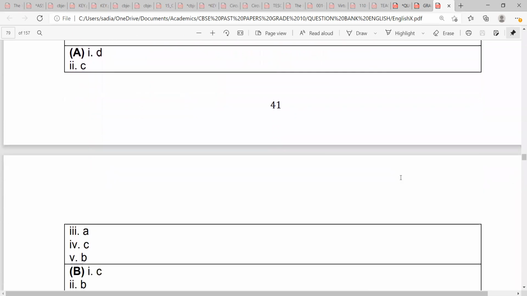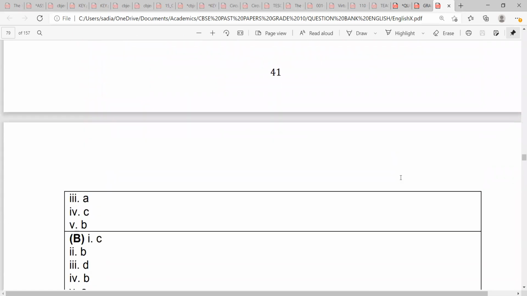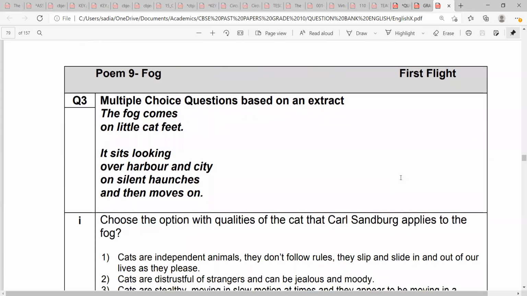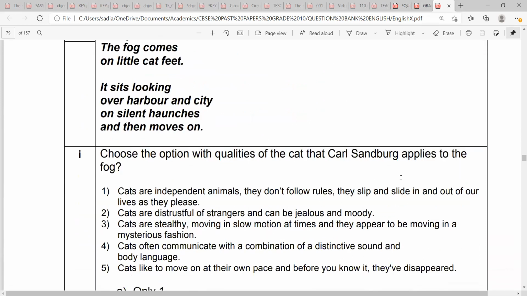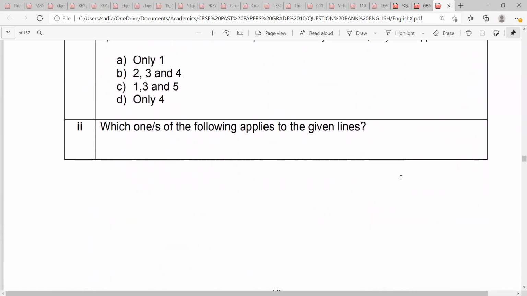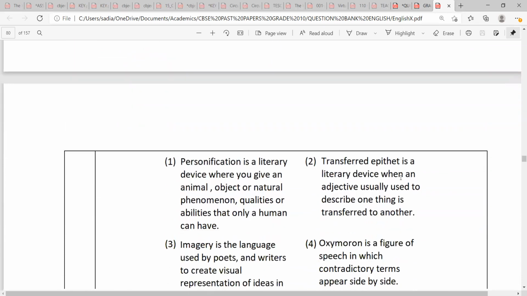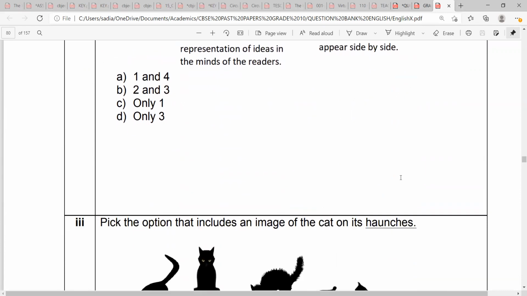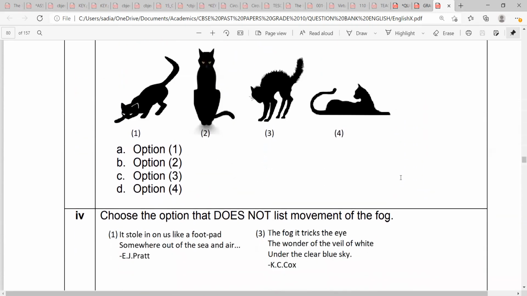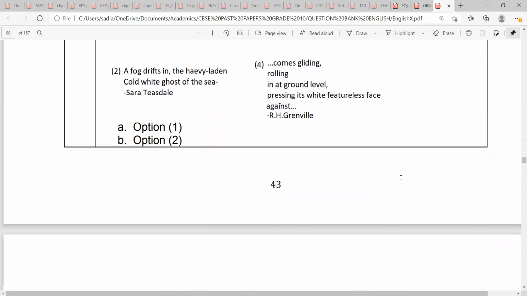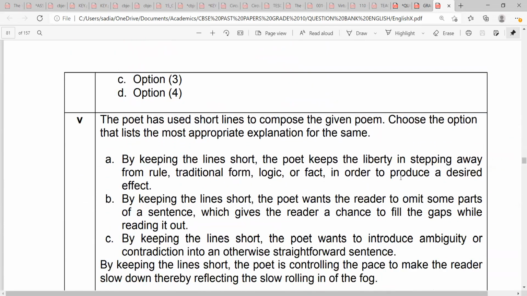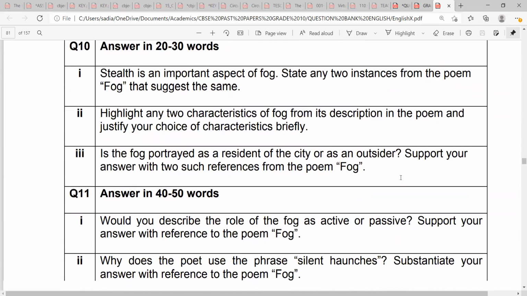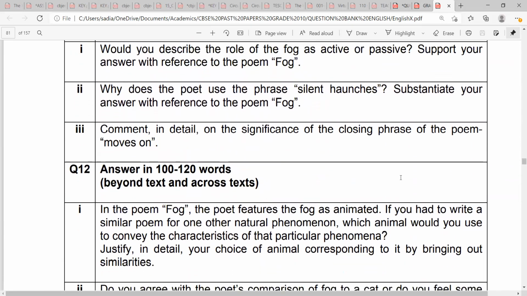The answer key, the MCQ, fog, be mindful of the portion, deleted portion. For the academic year, kindly check your portion. This resource is based on the entire textbook. And it's 30 words, 40 to 50 words.